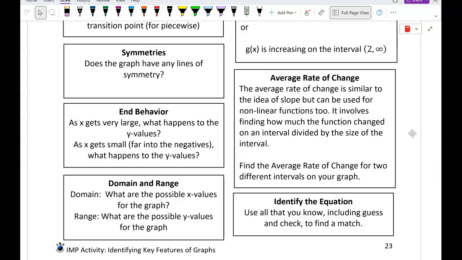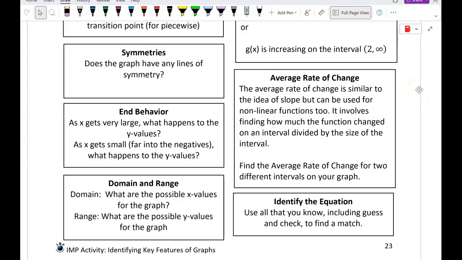End behavior. End behavior is what happens on the very left-hand side of the graph and what happens on the very right-hand side of the graph. Is my function going up or down? That's basically what end behavior is talking about. Domain and range. What are the possible x values for domain and what are the possible y values for range?